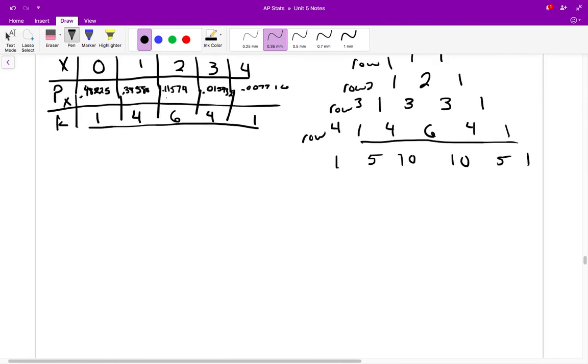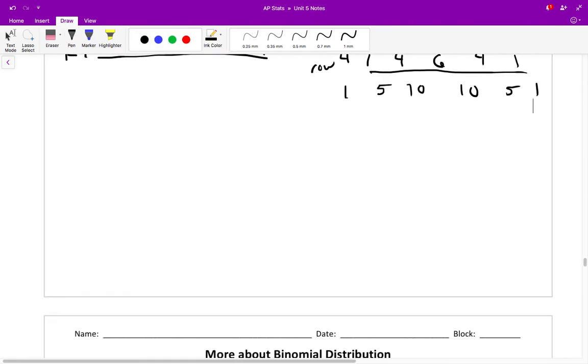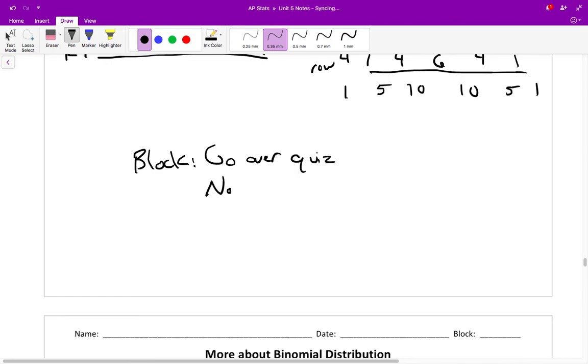Okay, so here's our plan for the rest of this week. On block day, we are going to go over your quiz that you took in class yesterday, as well as add in some more notes on binomial distributions. We'll wrap those up by looking at how we can use graphing calculators to help us even more than they already are. That'll be what we look at on block day.